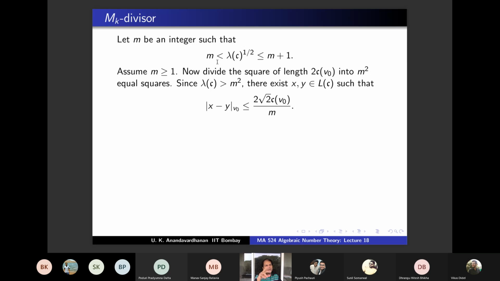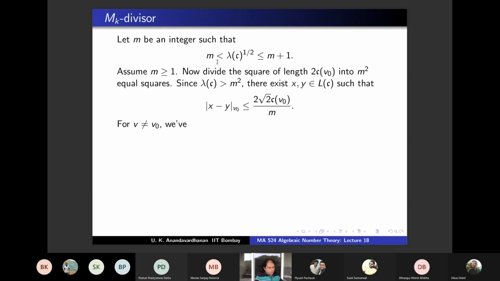If you have the unit square and any two points there, the obvious bound is that the distance between them is less than the diagonal, which is root 2. So root 2 times the length. Length is 2cv0 by m. So mod x minus y at v0 is less than or equal to length times root 2. This you know by Pigeonhole.